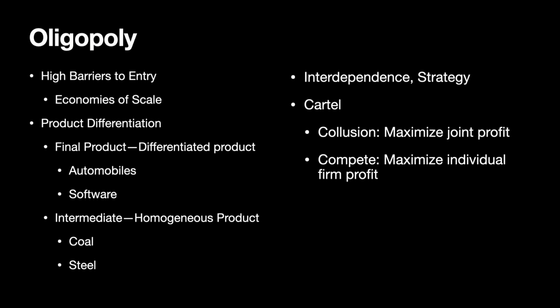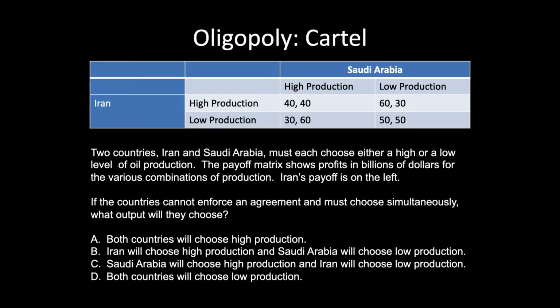The interdependence between firm decision-making in oligopoly is illustrated well by studying the economics of firms trying to collude to form a cartel. A cartel is formed when companies collude or work together to maximize joint profits. When they do this, they act jointly like a single-price monopolist, restricting their output in order to increase price and joint profits. A classic example of a cartel today is OPEC, the Organization of Petroleum Exporting Countries. Iran and Saudi Arabia are both members of OPEC.